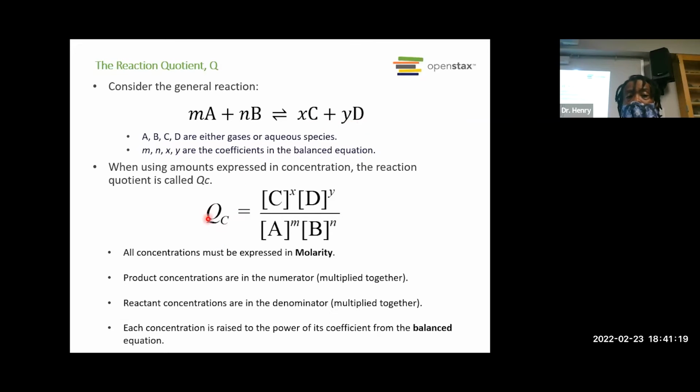So the quotient is going to be equal to the products over the reactants. Okay, so it's the concentration of C raised to the X power times the concentration of D raised to the Y power, divided by the concentration of A raised to the M power and the concentration of B raised to the N power.